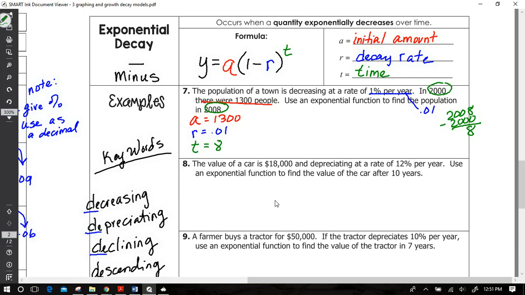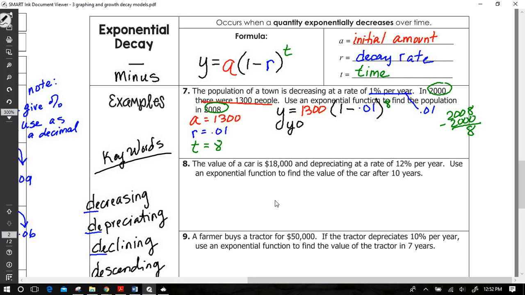And now let's fill in our formula. Y equals 1,300, parenthesis, 1 minus the rate, 0.01, to the 8th power. Okay? And so you can type this in your calculator exactly how you see it, but I want to do some simplifying by hand first, okay?